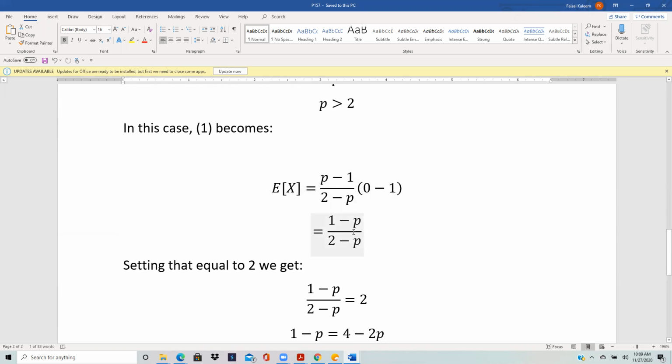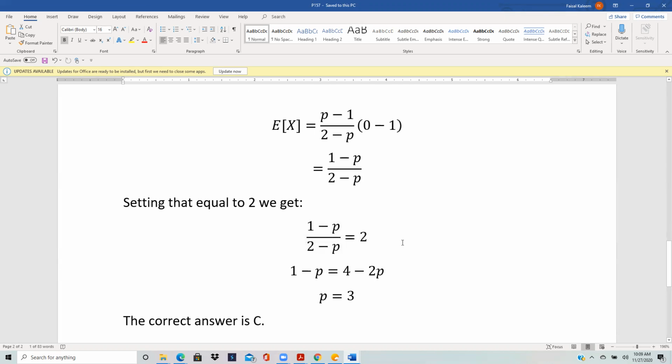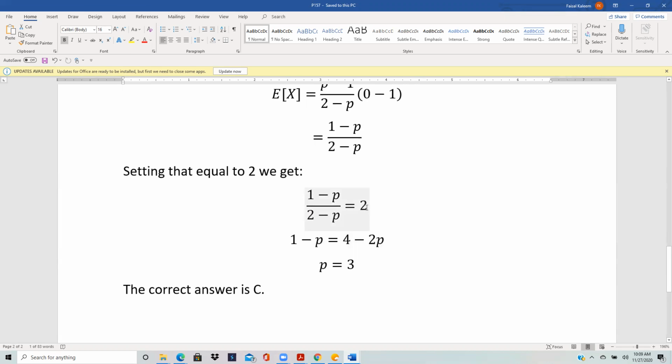And the question was to find p so that the expected value is 2. So you set this expected value equal to 2. So this 2 minus p gets multiplied here. So that's 4 minus 2p. So this ends up giving you p equals 3. That was choice C.